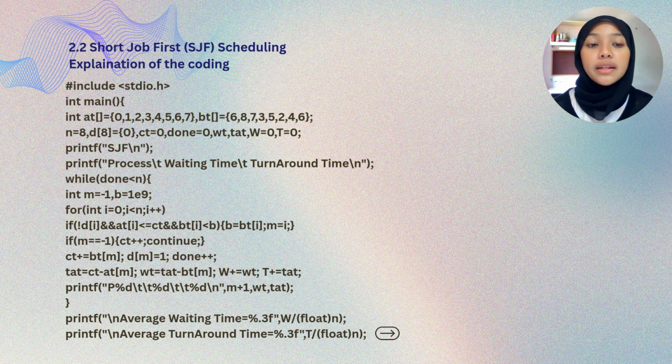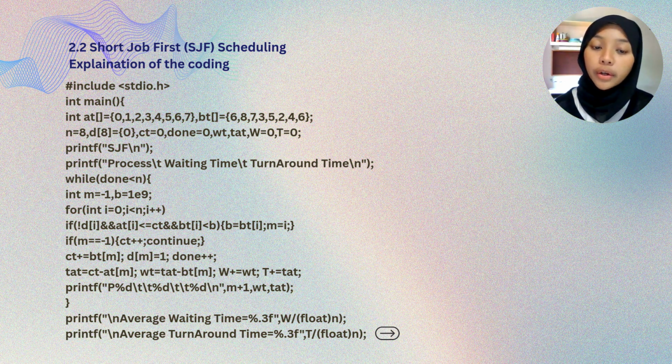This coding represents the shortest job first scheduling algorithm. In this algorithm, the process with the shortest burst time is selected first, as long as it has already arrived. The array D is used to mark whether a process is already completed or not. The program continuously checks for the shortest available job and executes it.